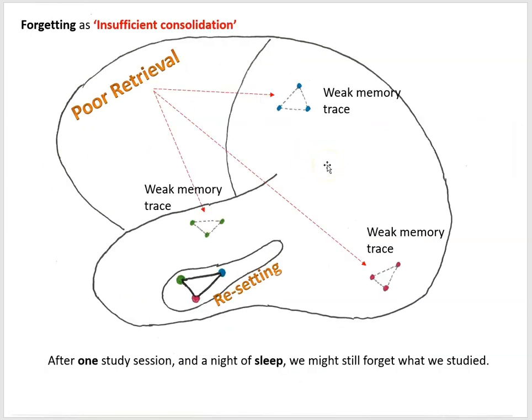Now, if we just studied one night and then we go to sleep and we wake up the next morning, we may not be successful in retrieving the information we studied. That's because with only one round of consolidation, we are still left with relatively weak cortical memory traces, and we have weakened the hippocampal memory trace during sleep. So we might have poor retrieval after one learning event followed by one night of sleep. We can think of that as forgetting as a result of insufficient consolidation.